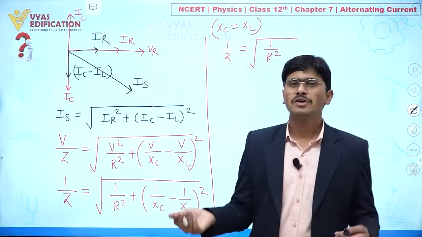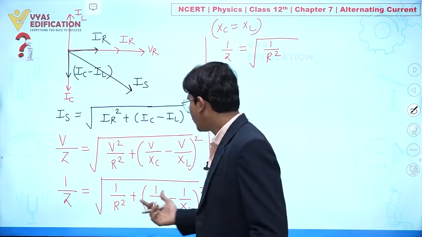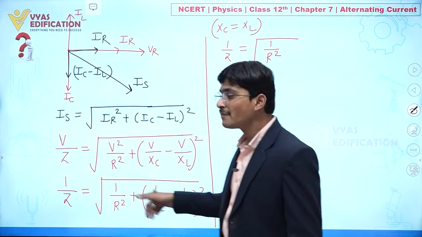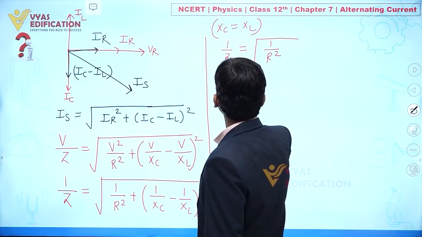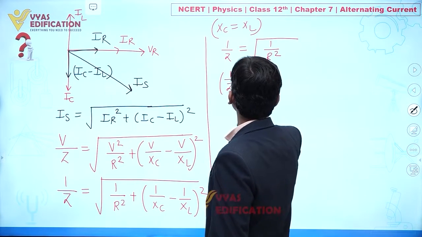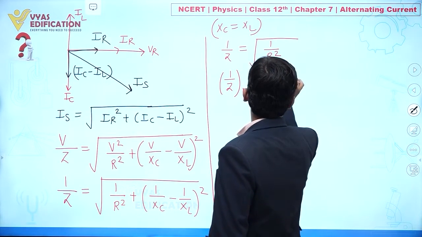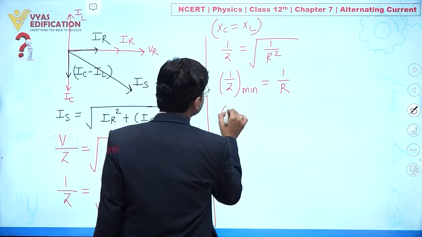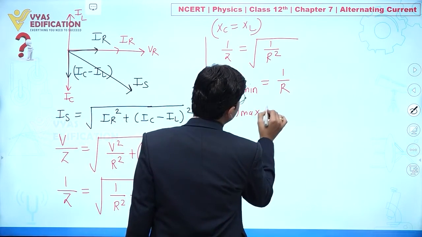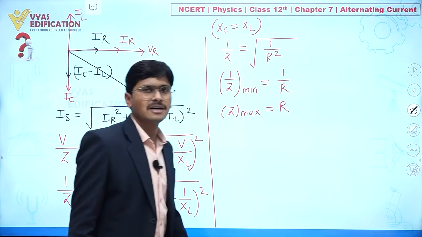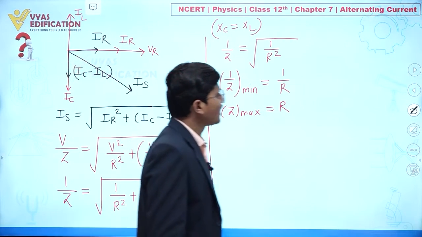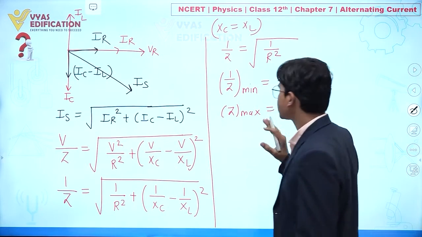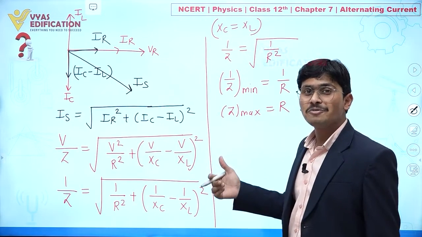If you do not have any resonant condition, definitely you have to add some term with 1 upon R square. It means you are getting minimum value of 1 by Z, yes or no. So whenever I am writing like this, I am saying this is minimum value of 1 by Z, and this should be equal to 1 by R, clear. It means I can say maximum value of Z we are getting at this position, that is equal to R, yes or no. In the parallel combination, you are getting maximum value of Z at this resonant frequency, clear.